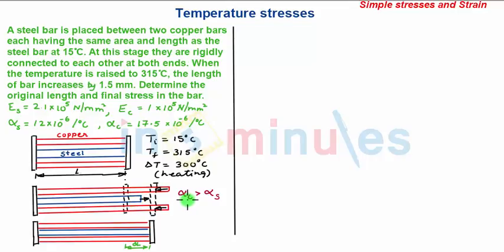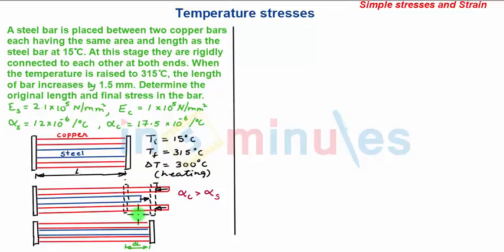Now since the linear coefficient of thermal expansion for copper, alpha C, is greater than the linear coefficient of thermal expansion for steel, alpha S, you will find that the free expansion of the copper bar will be greater than that of the steel bar, as shown in figure 2. Now since in the problem it has been mentioned that the two bars are rigidly connected to each other, you will find that the deformation or elongation of the composite bar must be equal. And also it has been given in the problem that the deformation or elongation of the composite bar is 1.5 mm. So you can see in this figure the delta L or elongation of the composite section as 1.5 mm.